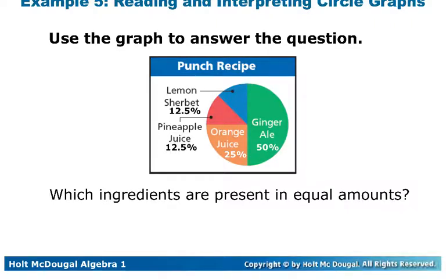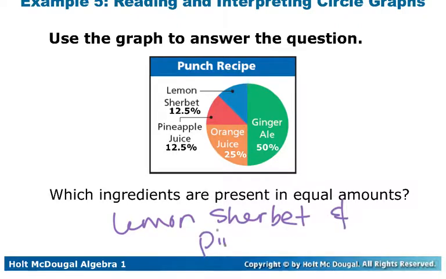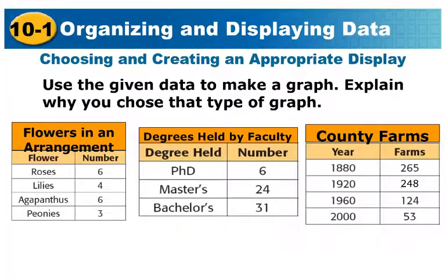So, which ingredients are present in equal amounts? Okay. Well, based on the fact that this one says 50, this one's 25, and these are both 12.5, it looks like lemon and pineapple juice are both the same at 25%. Lemon sorbet and pineapple juice. Oh man, I love me some punch. Okay. All right, and then the last one here.